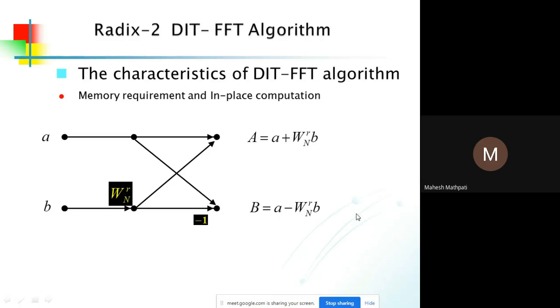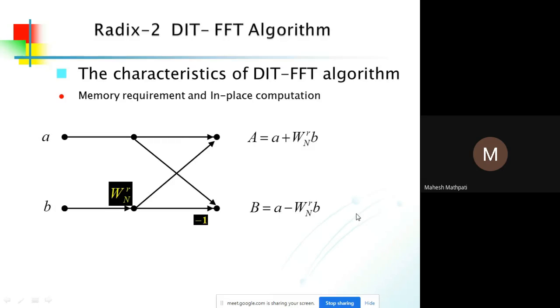Thus, the same memory location can be used to store capital A and capital B, where small a and small b were stored. Full stop.